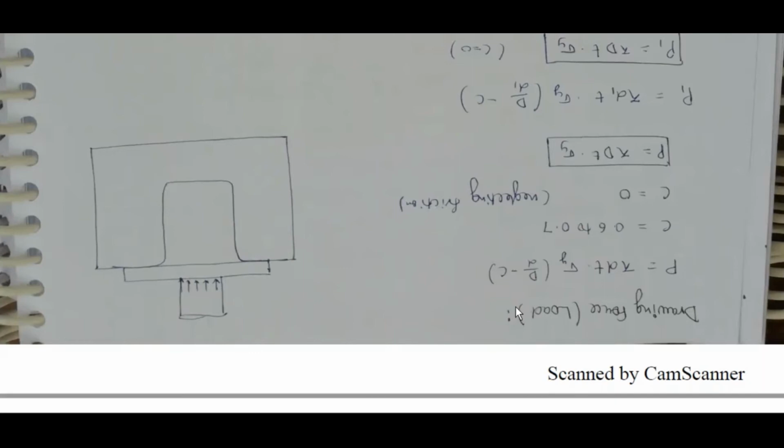Drawing force P is equal to pi d t into sigma y into (capital D by small d minus C). Pi d t is the area, into sigma y into (capital D by small d minus C). C is equal to 0.6.